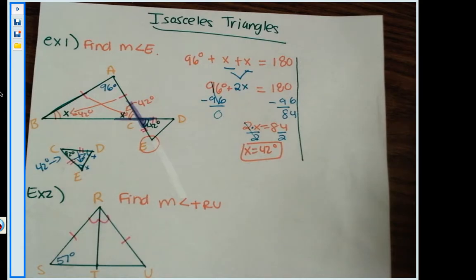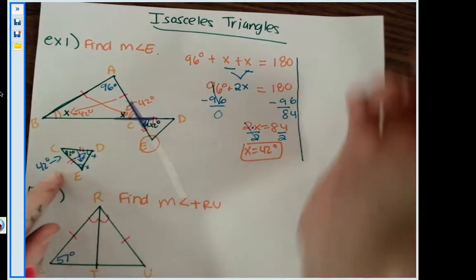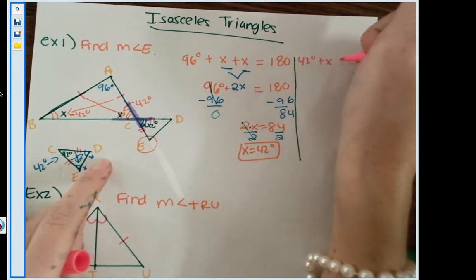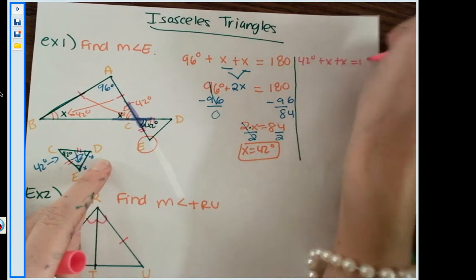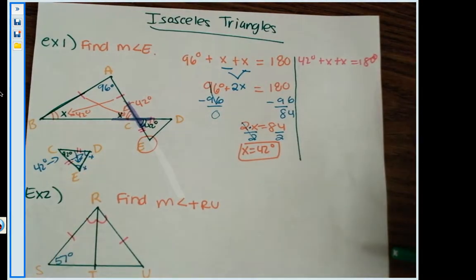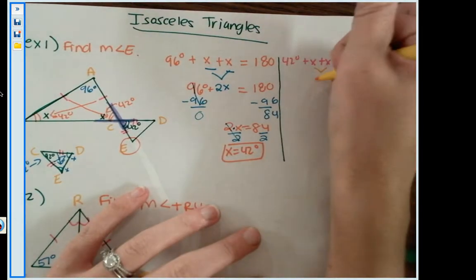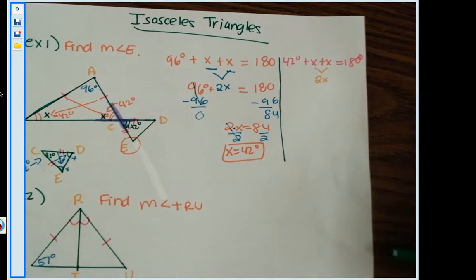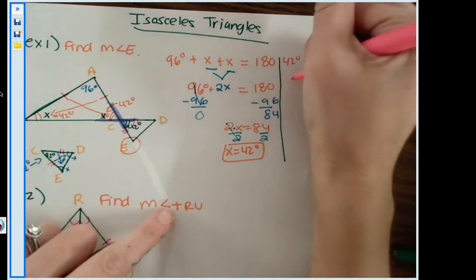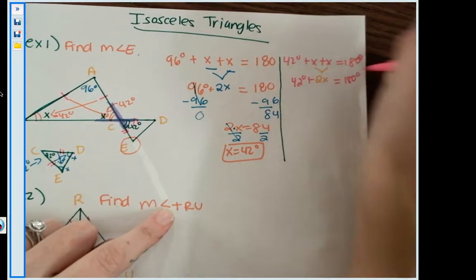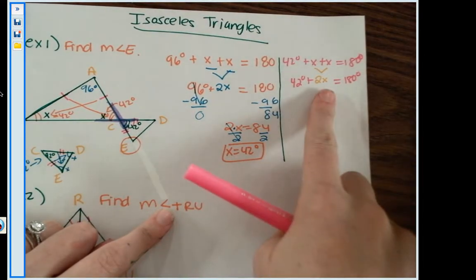Okay, so I'm going to set this bad boy up. Let's use pink this time, or pretty pink. Okay, so 42 degrees plus my X plus my other X should add up to be 180, because all the degrees in a triangle add up to be 180. Nice. All right, my two like terms are the X's, and X plus X is 2X. All right, so we have 42 degrees plus 2X equals 180 degrees. All right, let's solve this thing for X.